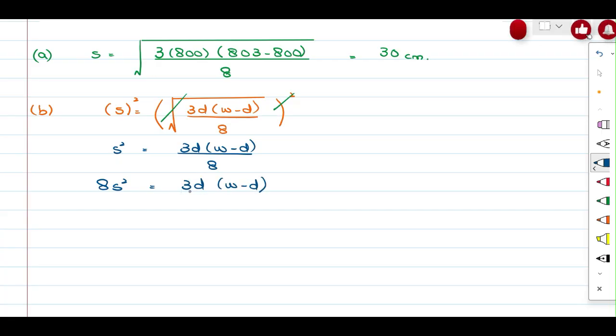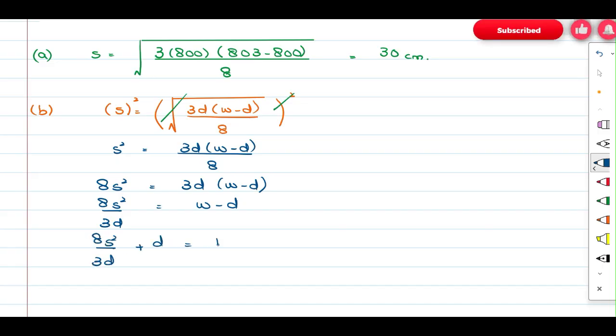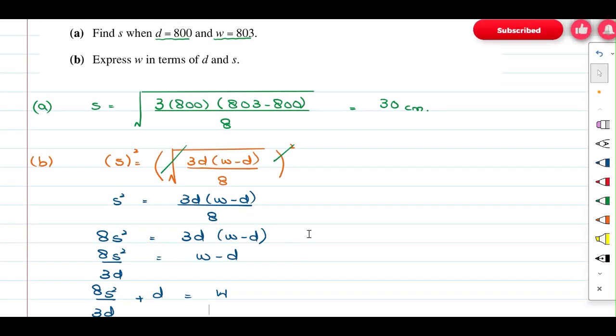Again, solving for W, first we need to get rid of this term. Divide on the other side: 8S squared divided by 3D equals W minus D. Then get rid of this minus D. Shifting to the other side it becomes plus D. So 8S squared divided by 3D, plus D. This is your W in terms of D and S.